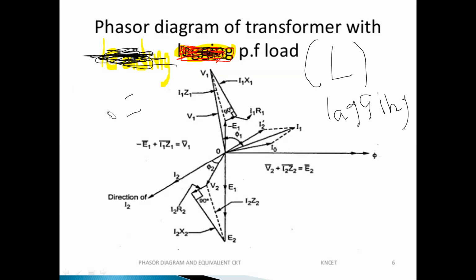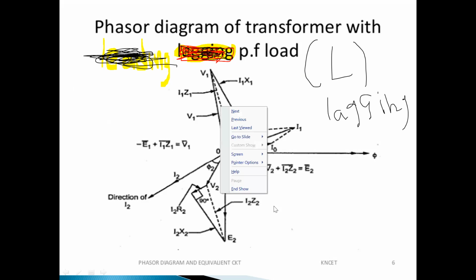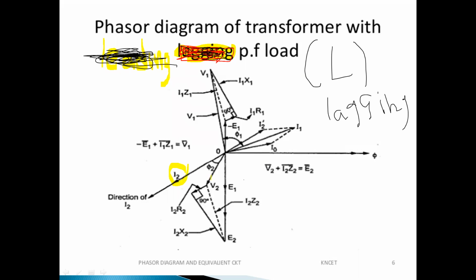Okay. So the current lags the voltage V2. Next, this IRA drop is parallel to this IA line. Reactance drop is perpendicular to the IA line. So this is the impedance drop, same formula, E2 equal to V2 plus I2 Z2.